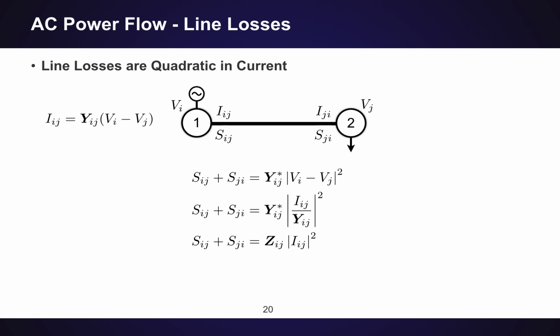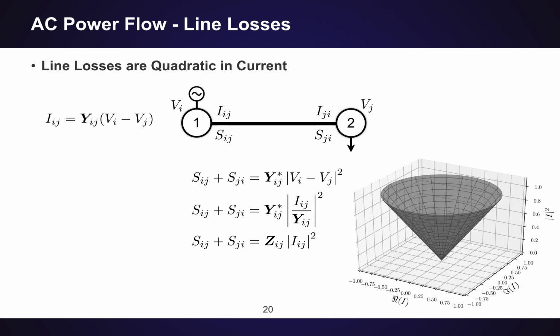And this is very interesting because now we have one variable, the absolute square of current, and we can see how the line losses are impacted by that variable. And so here's a picture for that absolute square of current and how it depends on both the real and the imaginary component of that quantity.